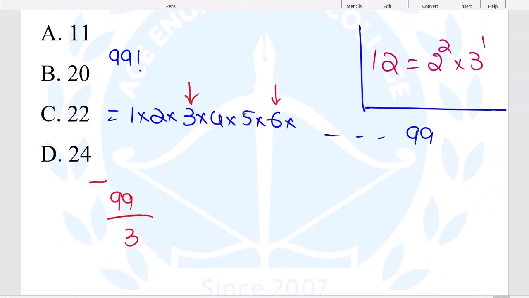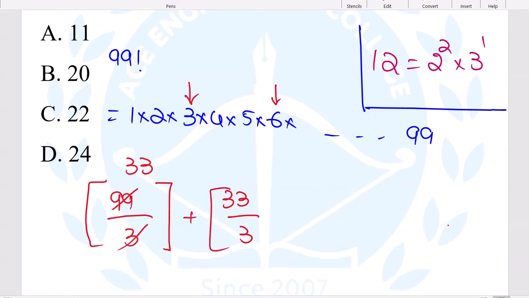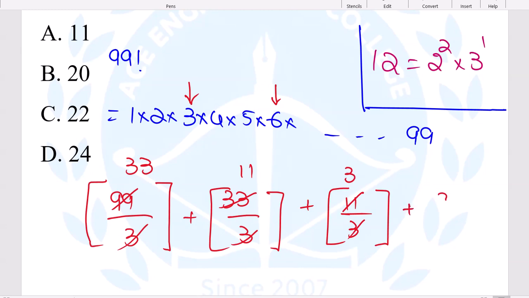99 divided by 3. What is that, integer value? 33. Then 33 divided by 3? 11. Okay. Then 11 divided by 3, integer? 3 point something, 3. Then 3 divided by 3? 1. Then we are stopping here, realize that 1 cannot be divided by 3. I don't get an integer value. 0 point something, we have to stop.